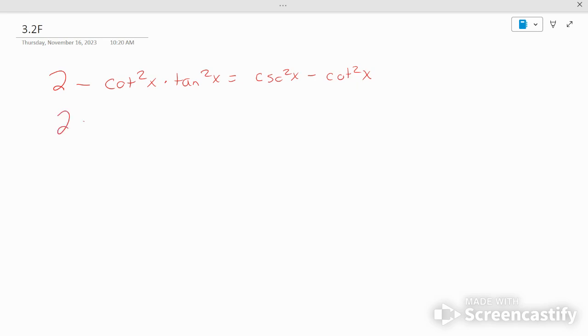To what? Cosine squared of x over sine squared of x times sine squared of x over cosine squared of x equals cosecant squared of x minus cotangent squared of x.